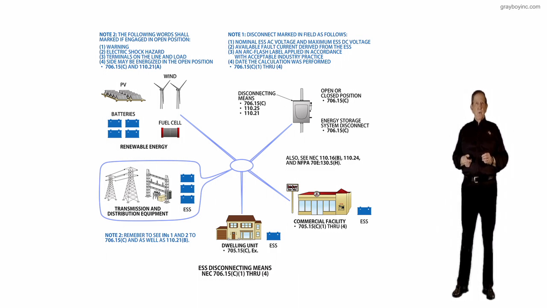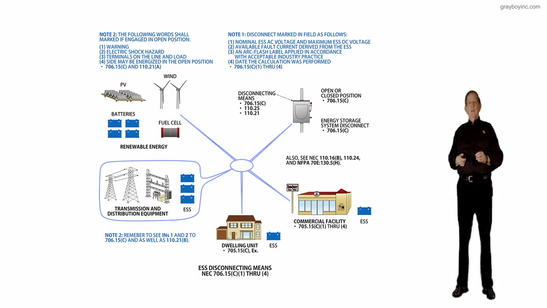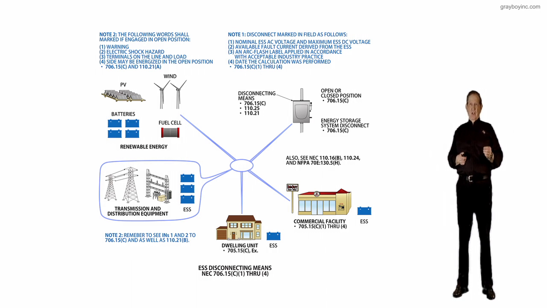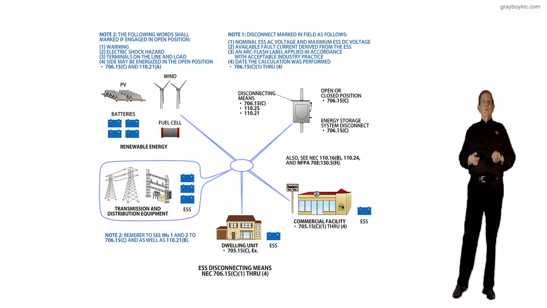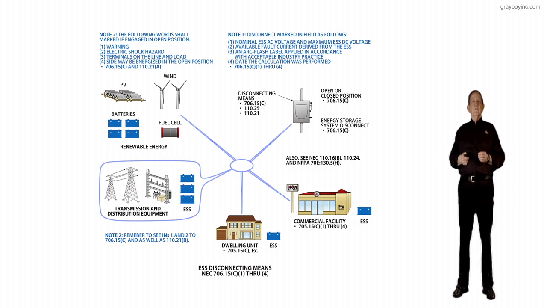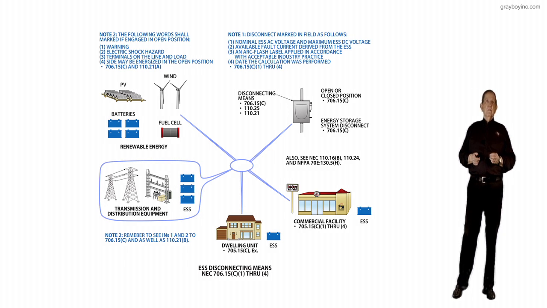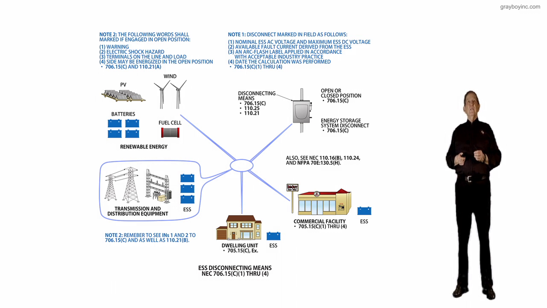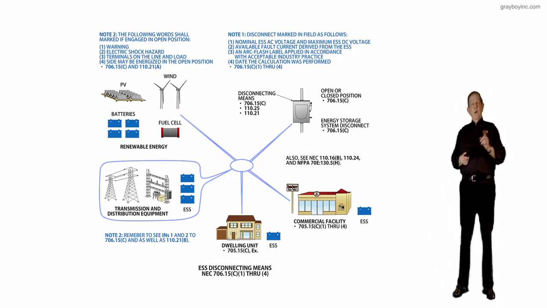And then lastly here, the date the calculation was performed, in accordance with 706.15(C)(1) through (C)(4). And bullet 2, at the left of the illustration: the following words shall be marked if engaged in the open position. In other words, off. First, warning. Secondly, electrical shock hazard, if one is involved. Third, terminals on the line and load side of the switch. Fourthly, side may be energized in the open position, and they want you to be aware of that. So it's marked 706.15(C) along with 110.21(A).